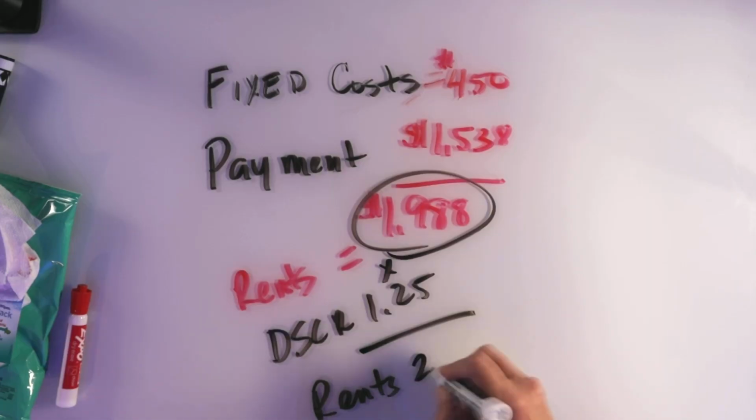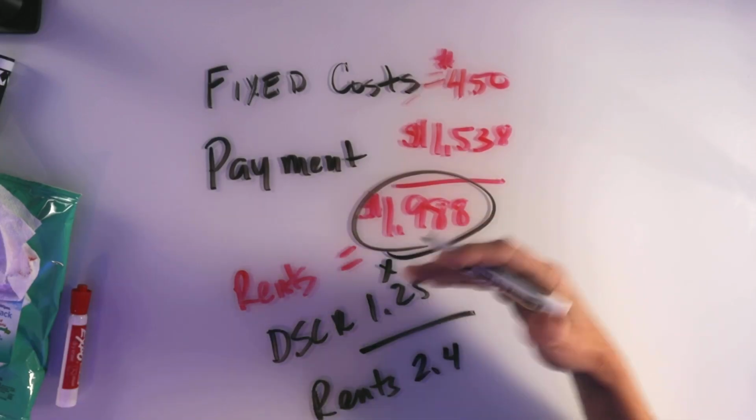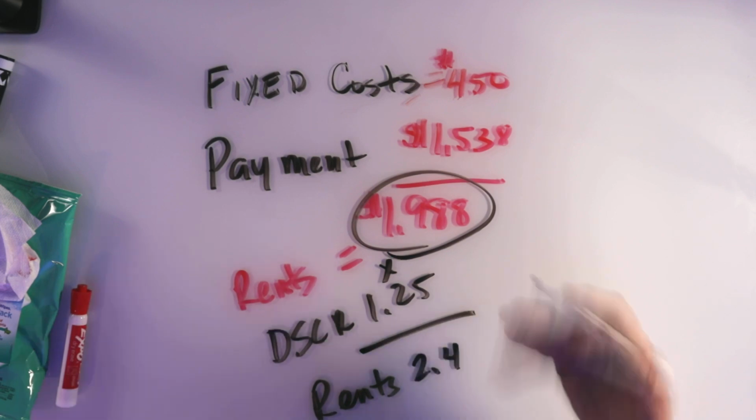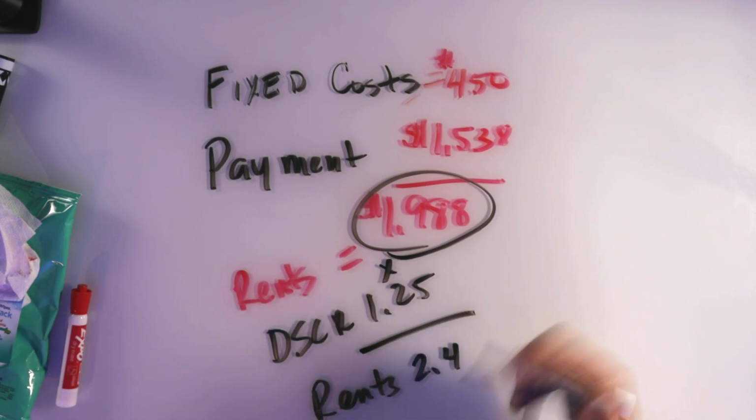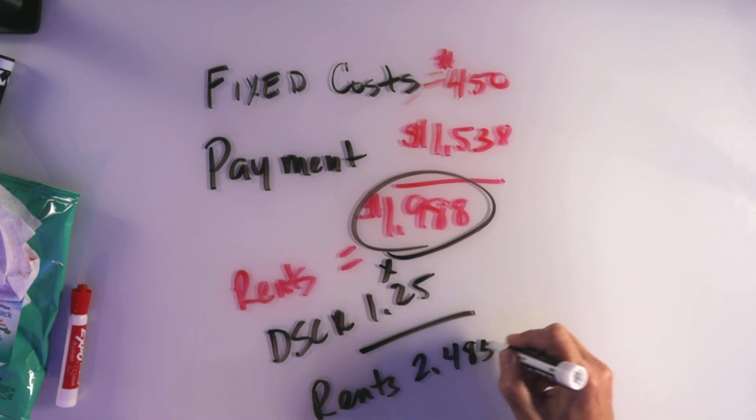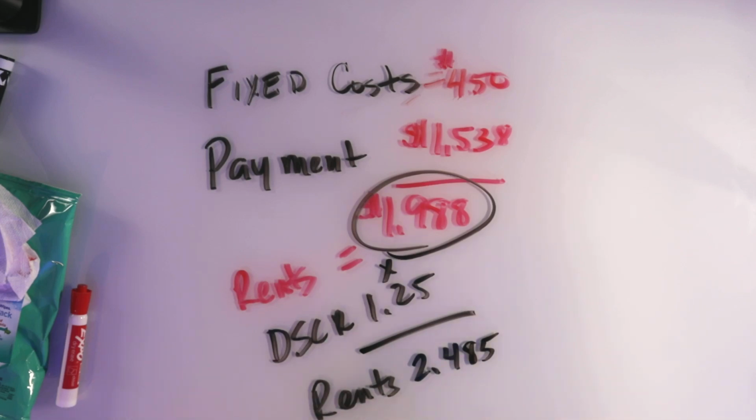So you'd go to Zillow, you go to rents.com, you go to wherever it is that you could actually look up and find statistics for rents in that area, and you'd want it to be at least the 1988. But if you want it to be at 1.25, you're going to have to be close to that $2,500 mark, or in this case, $2,485 is a DSCR ratio 1.25.